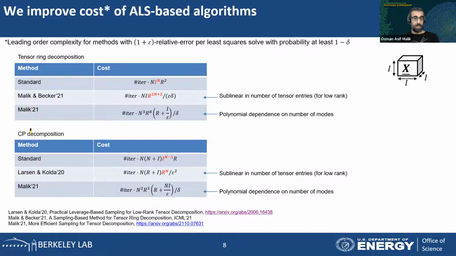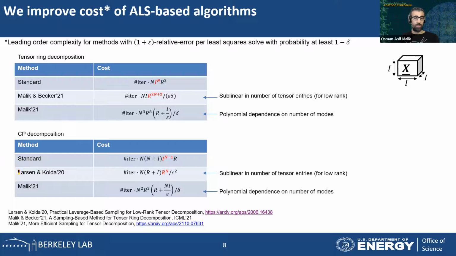I also want to mention something else here. I want to mention the CP decomposition, which is another very popular tensor decomposition. And similar methods can be used here. In particular, there's a popular alternating approach for this decomposition as well. And the standard approach there has a leading order cost that looks like this. And once again, we have this I to the n factor in that algorithm.